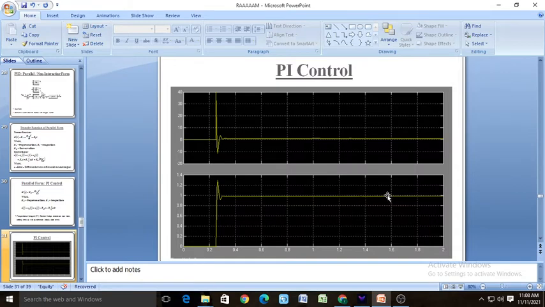The proportional mode alone is not capable of reducing the offset in error, so the integral mode is used to eliminate the proportional offset. As we already studied, the main disadvantage of the proportional controller is that it has an offset. So to eliminate this offset, we use the integral controller along with the proportional controller.